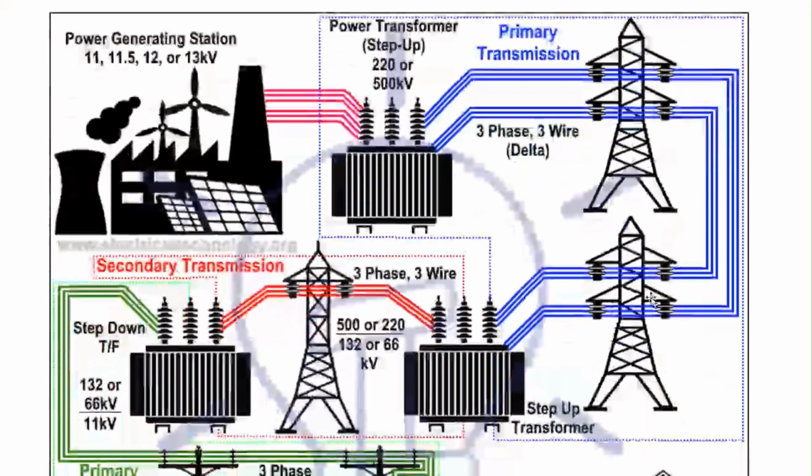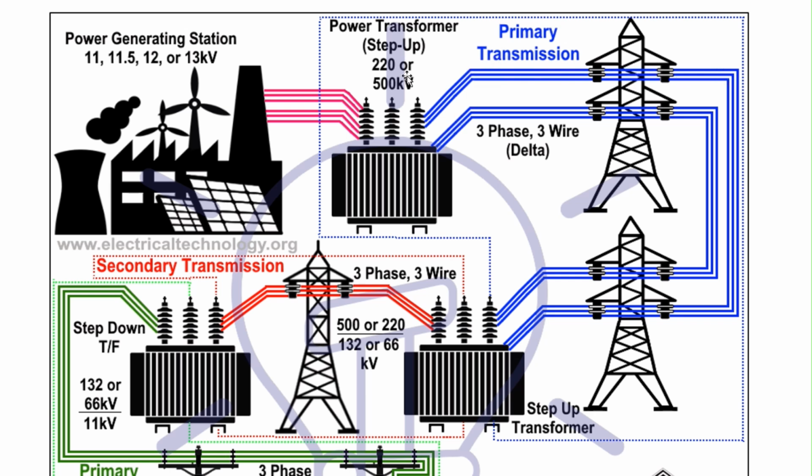So now in this video, this portion of the picture is showing you the voltage levels at different places. At the generation level, in the generating power stations, the voltage level is 11 kV, 11.5 kV, or 12 kV, or 13 kV. So it varies across these levels. And after this is generated, it reaches the transformer where it is stepped up to 220 to 500 kilovolts in order to reduce the losses.